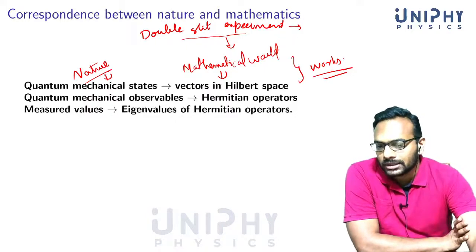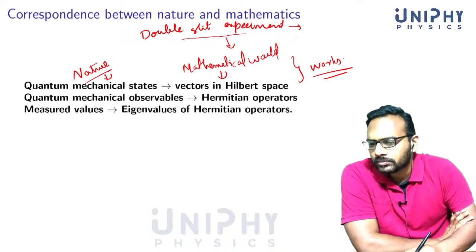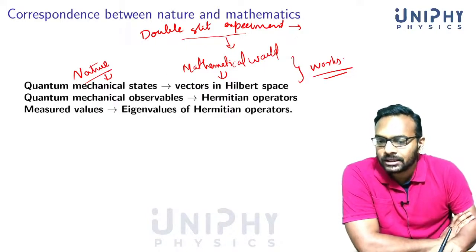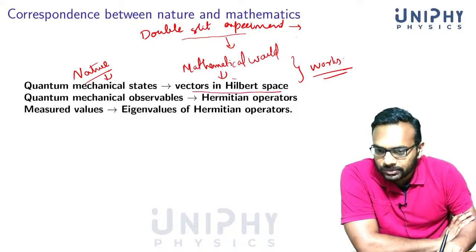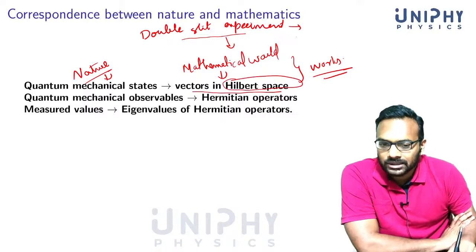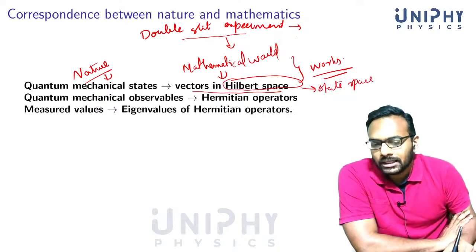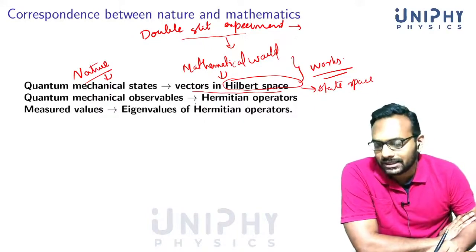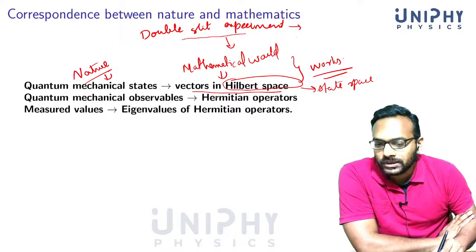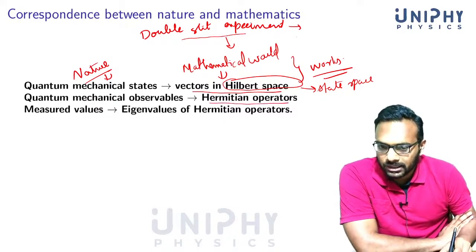So this was the correspondence that we talked about. Quantum mechanical states are represented by vectors in Hilbert space. Hilbert space was the state space of quantum mechanical states. In classical mechanics it was phase space; here it's a state space. And quantum mechanical observables are represented by Hermitian operators.